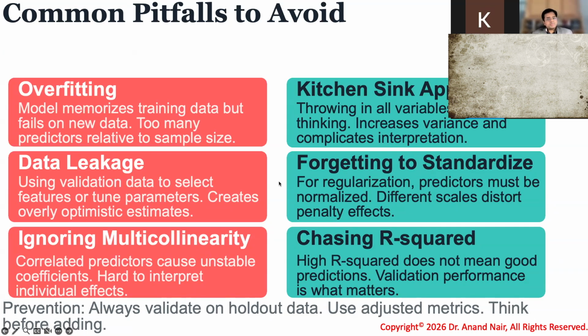Forgetting to standardize, especially with regularization, we do want to standardize first before we run regularization. So this is an important first step. And chasing R squared is not helpful because we are not trying to explain models. It's helpful when we are doing explanation, but in our case, it's about prediction. So what's more important is validation performance, how the RMSE, MAE, all the performance metrics that we talked about fare in the validation data set.